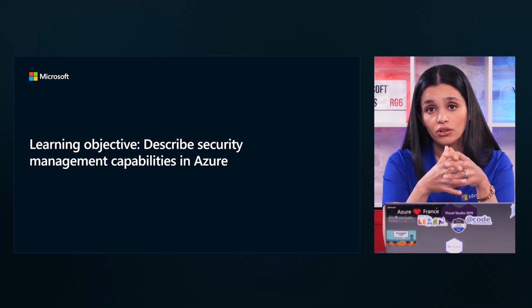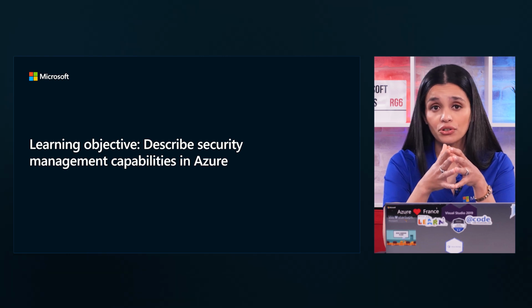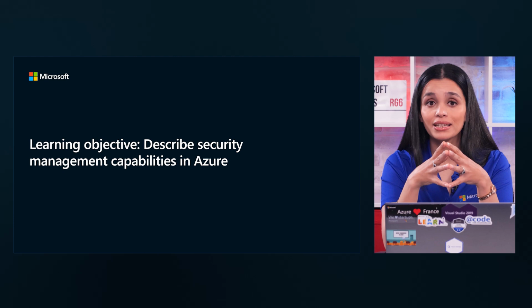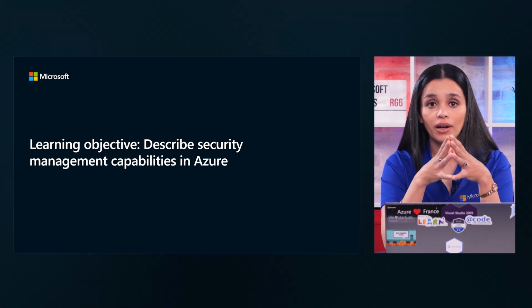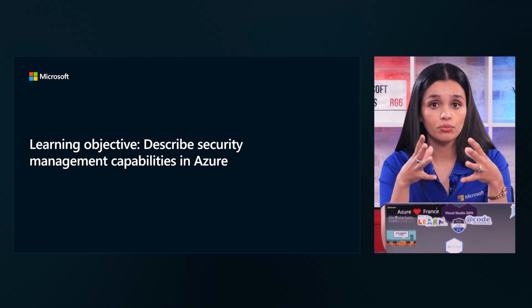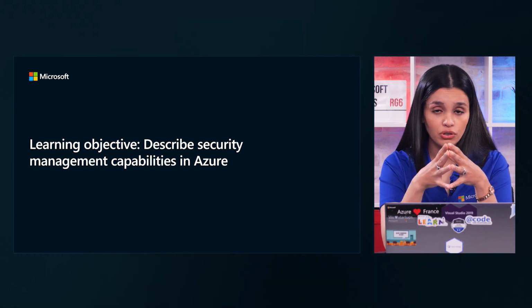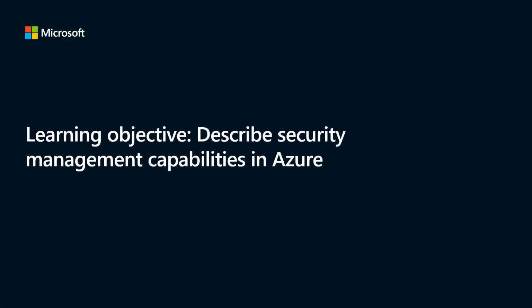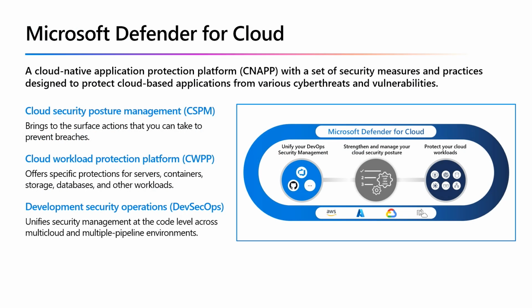Now that we have learned a little bit about core infrastructure security services in Azure in the previous part, let's now move on into describing security management capabilities of Azure. In this lesson, we will talk about Microsoft Defender for Cloud and Azure policies. Then we move to talking about cloud security posture management and cloud workload protection platform. And finally, we will talk about development security operations. Let's start with Microsoft Defender for Cloud.